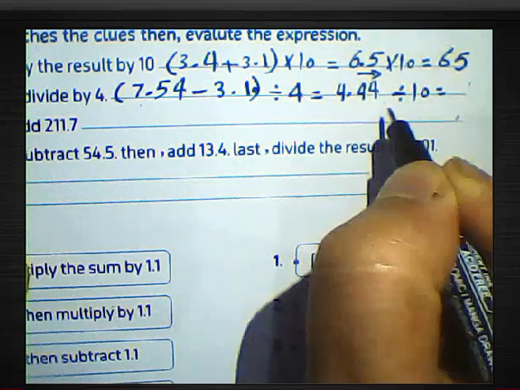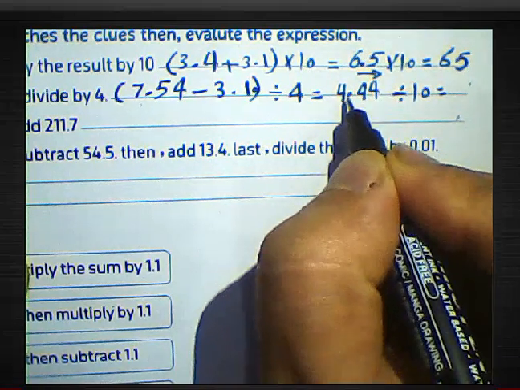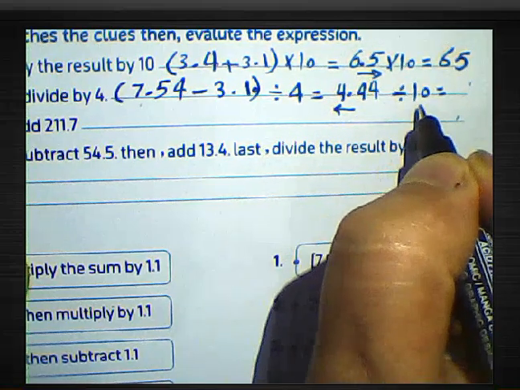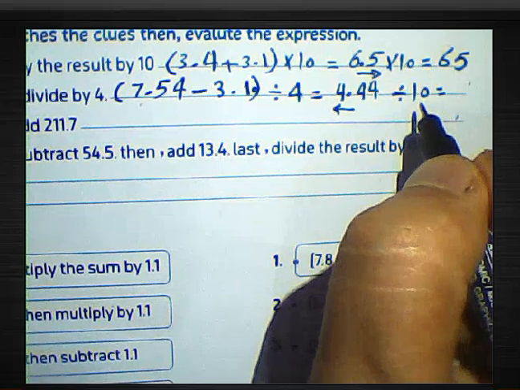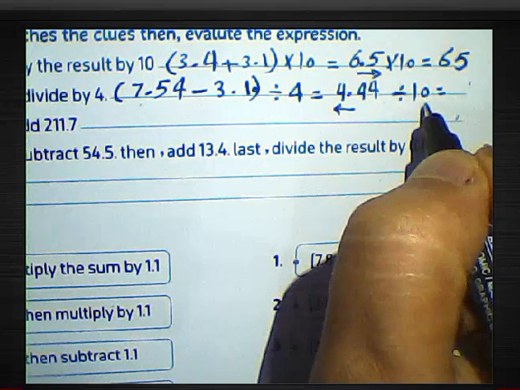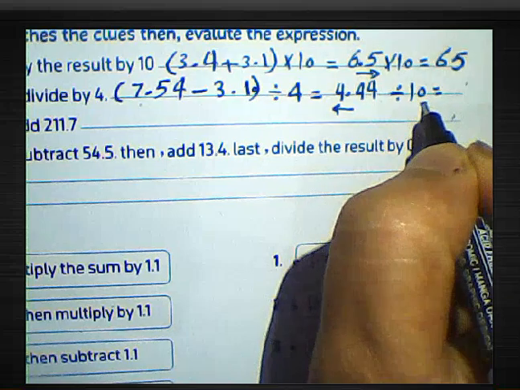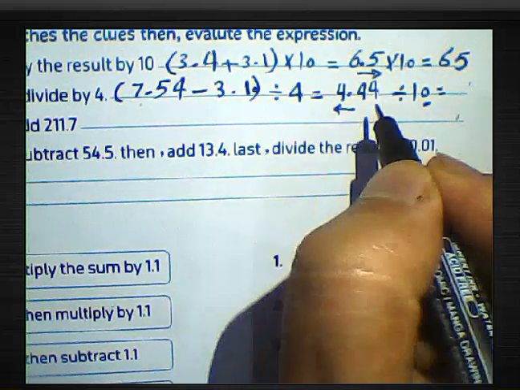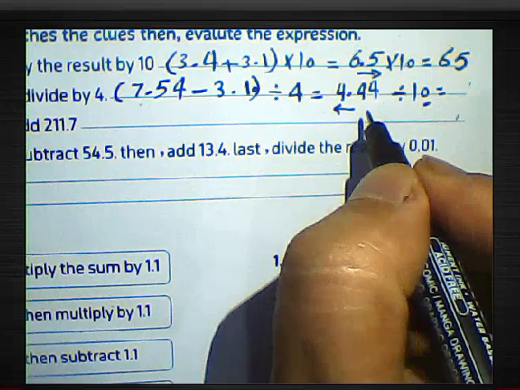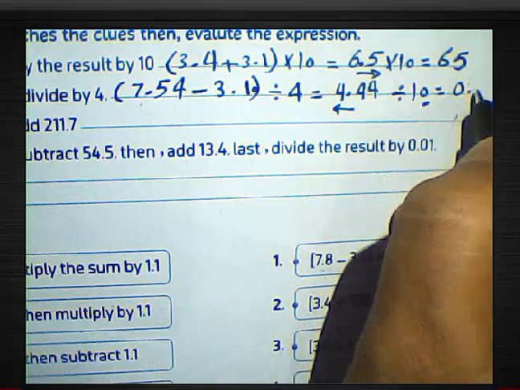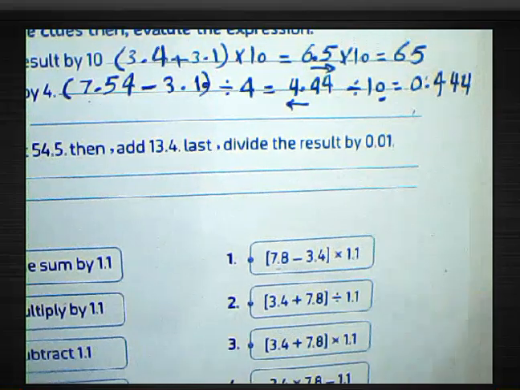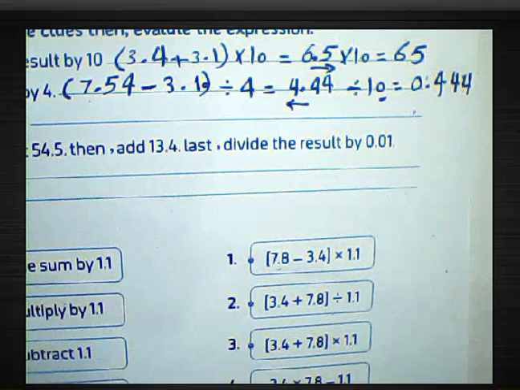Divided by 10, we must move the point from right hand side to left hand side by 1 digit because we have 1 0 in this number. 10 has 1 digit behind 1, so we must move the point by 1 digit. We can write 0.4 and 4 and 4, so the result will be 444 thousandths.